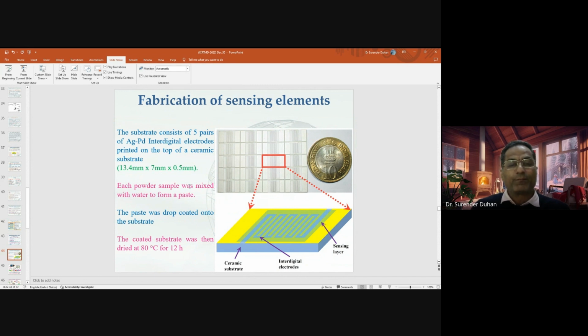Each powder sample was mixed with water to form a paste. The paste was drop coated on the substrate. This is the drop casting method. With the help of this drop casting method, we can deposit a thin film on this substrate. The coated substrate was then dried at 80 degrees Celsius for 12 hours.